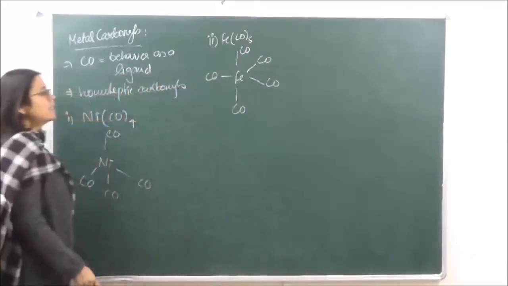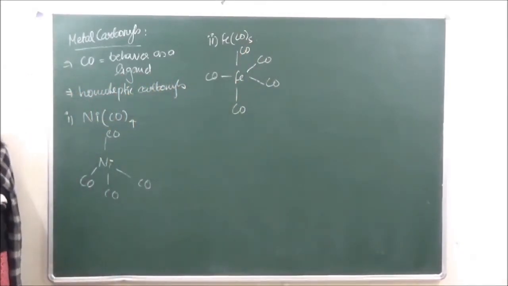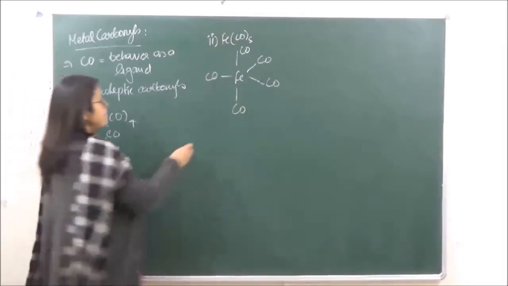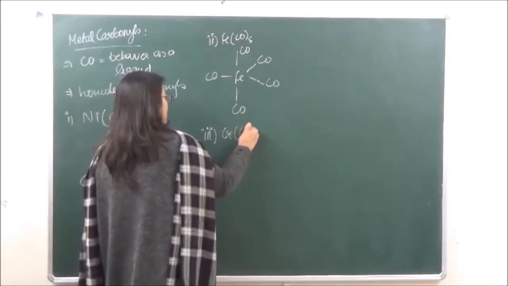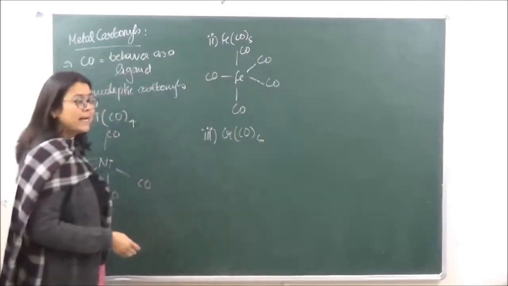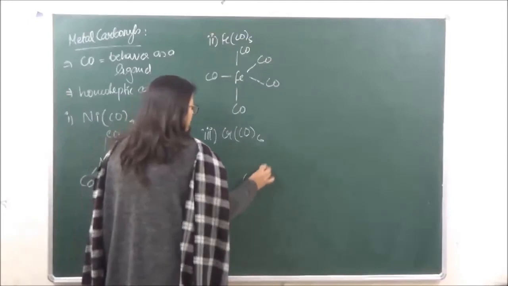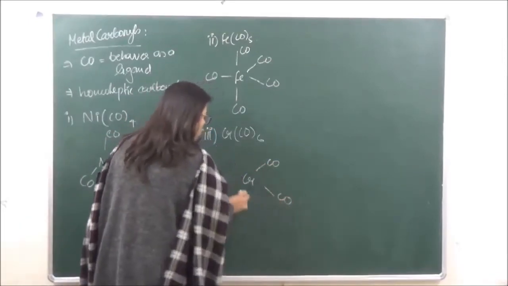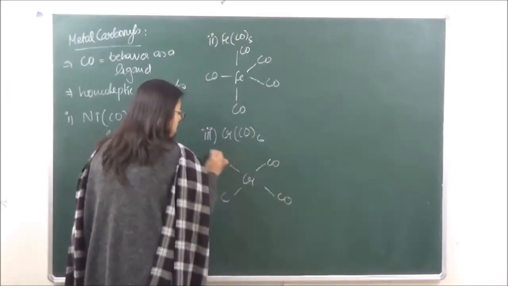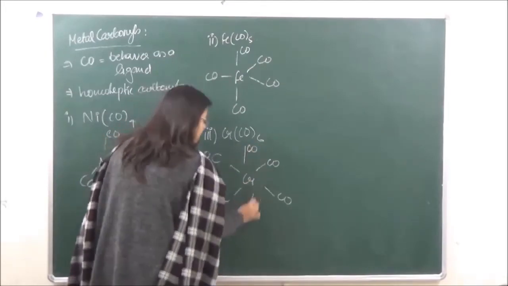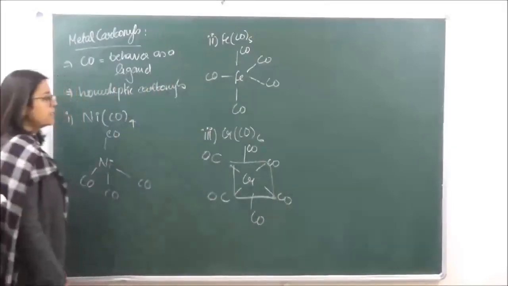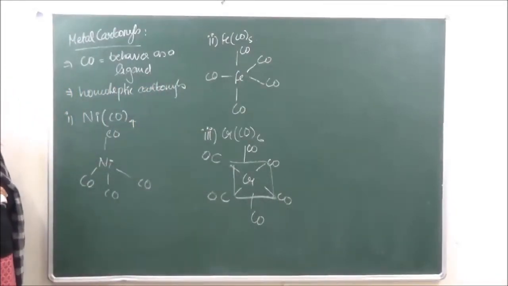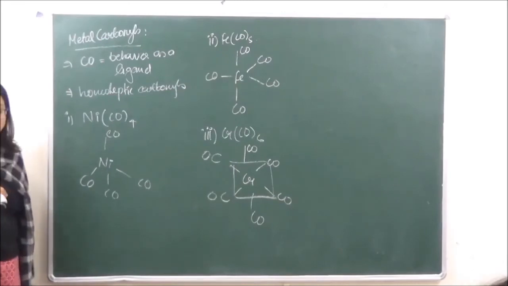This has a trigonal bipyramidal geometry. And if we have chromium, this is going to have an octahedral geometry. So we have chromium, CO, and CO. Okay? So this is octahedral geometry over here. But there may be certain bridging compounds also present.